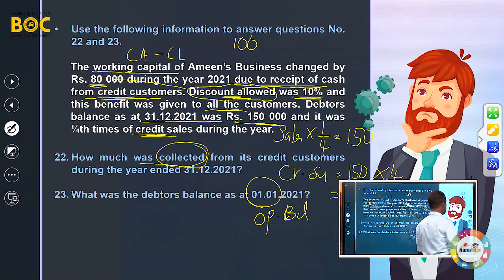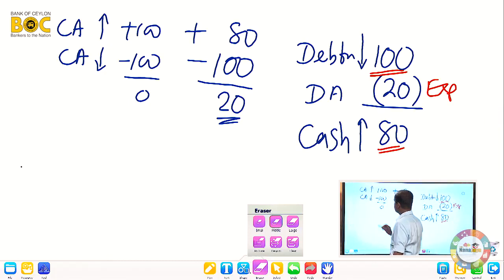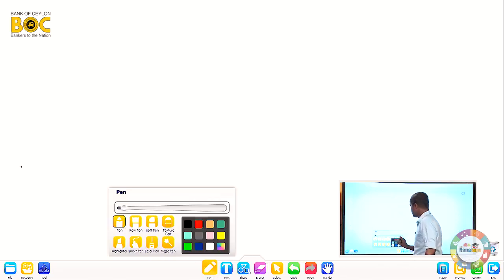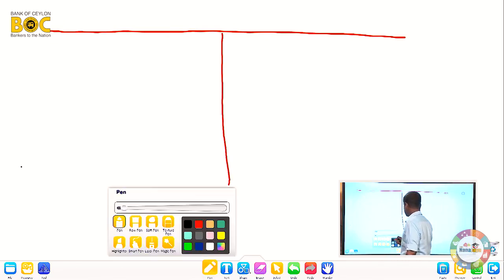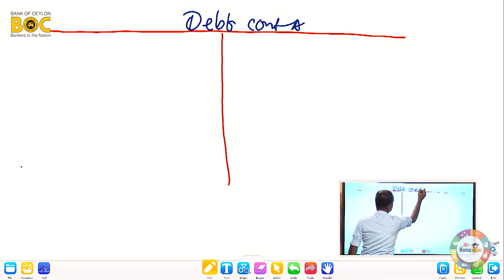You will make calculations. You can calculate this roughly. You can draft a debtors control account, and there you can update the information. You can draw the debtors control account, and there you can record the values. You can name this as debtors control account.